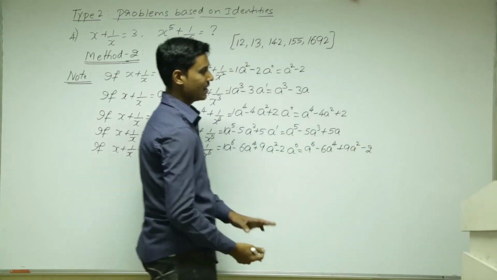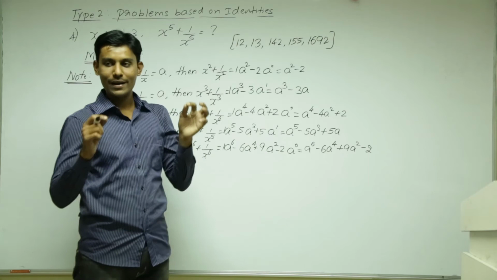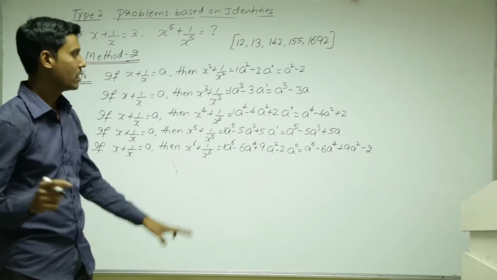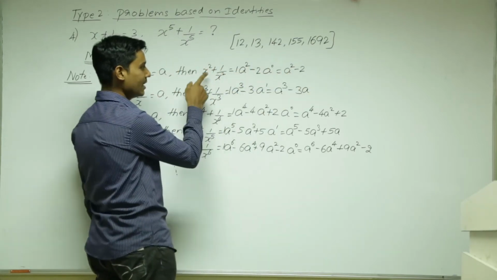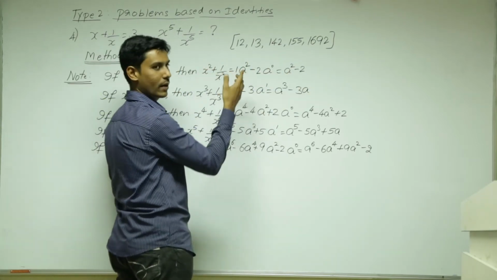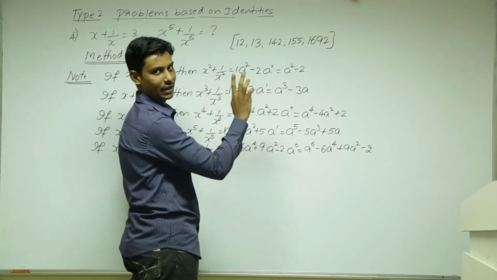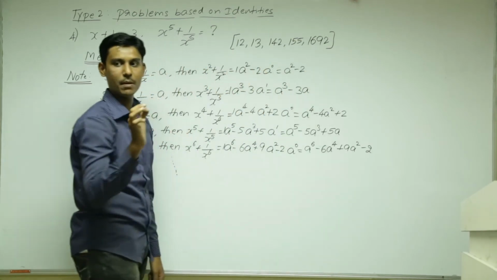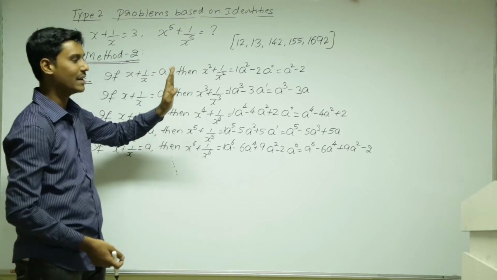Right? That means if you can remember these 5 values, 12, 13, 142, 155, 1692, the rest is very easy. For a square, start from a square, keep on reducing the power by 2, alternately plus and minus. The only thing you need to remember is this constant. If you can remember those constants, a difficult or time-consuming process will become an easy process.